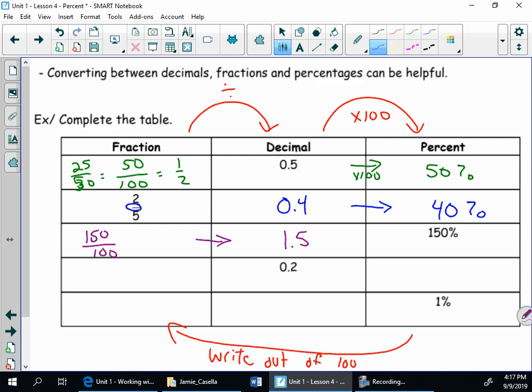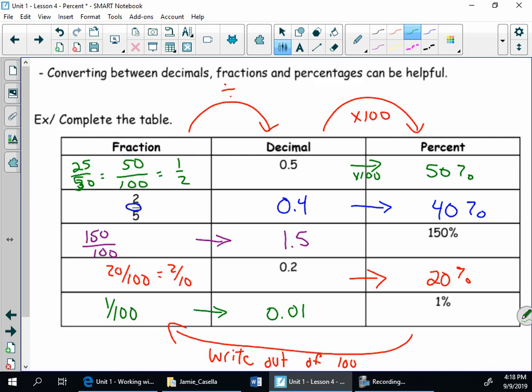We try 0.2. 0.2 times 100 is 20%. Percent is out of 100, so 20 out of 100, or 2 out of 10, or any other version of that. And the last one, 1%, well, that's 1 out of 100. I can't really write it any other way, smaller. But I can divide it, and I'll get 0.01. All different ways of converting decimals to fractions to percents and back again. And I can start anywhere I want on the table and find the other ones.